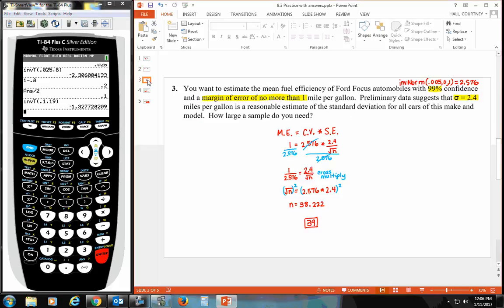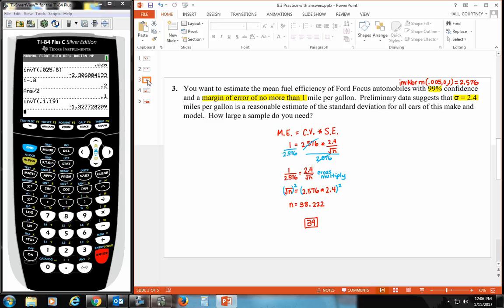Number 3. You want to estimate the mean fuel efficiency of Ford Focus automobiles with 99% confidence and a margin of error of no more than 1 mile per gallon. Preliminary data suggests that the standard deviation of the population is equal to 2.4 miles per gallon. It's a reasonable estimate of the standard deviation for all cars of this make and model. How large a sample do you need?